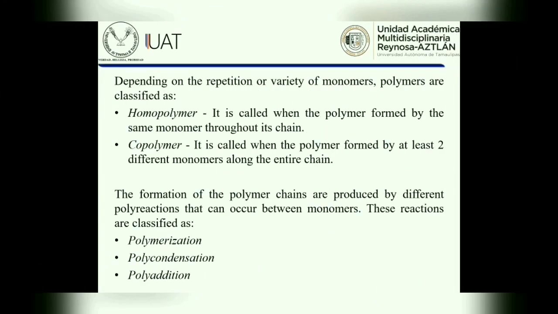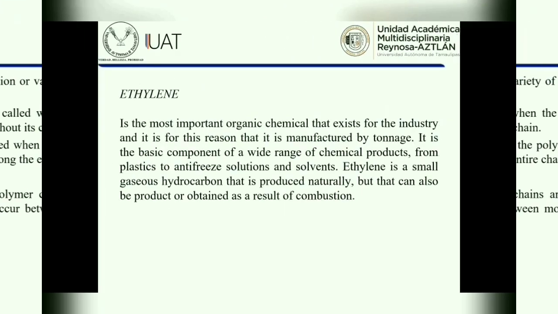Depending on the repetition or variety of monomers, polymers are classified as homopolymer and copolymer. The first is formed by the same monomer throughout its chain, and the second one is formed by at least two different monomers along the entire chain. The formation of the polymer chains is produced by different polyreactions that can occur between monomers. These reactions are classified as polymerization, polycondensation, and polyaddition.